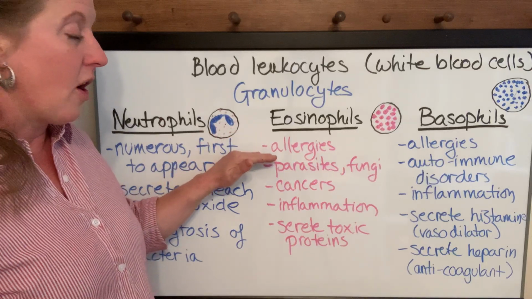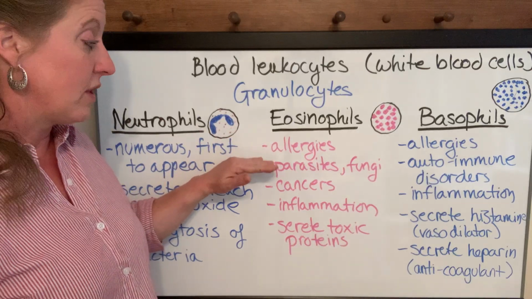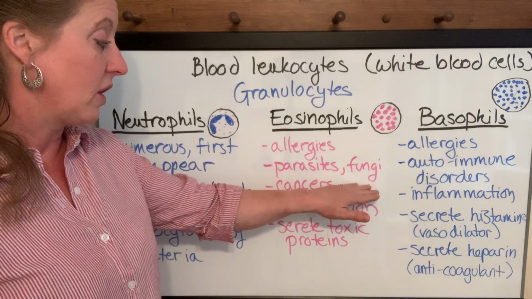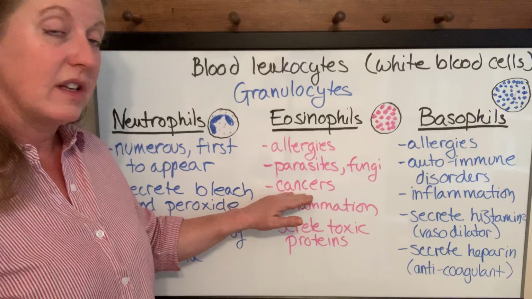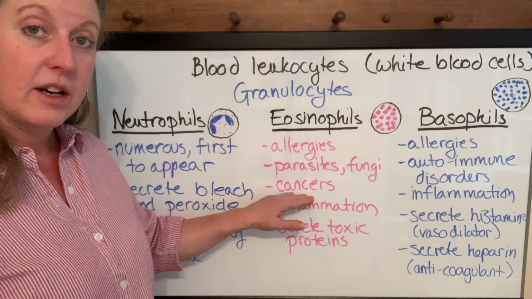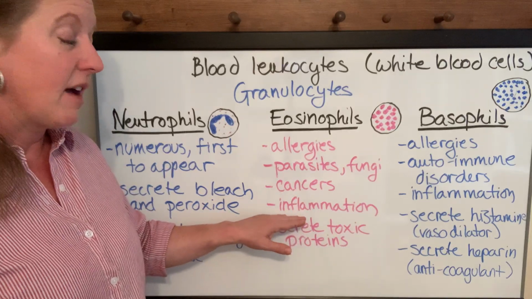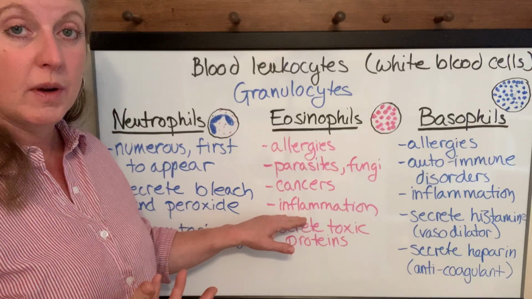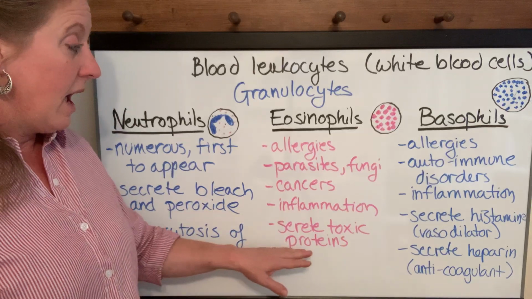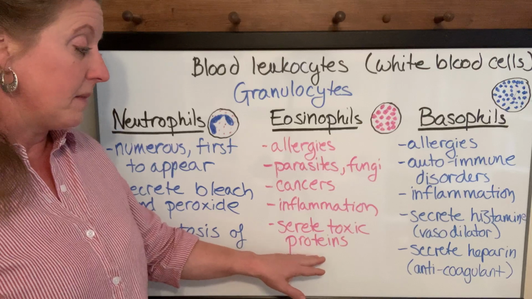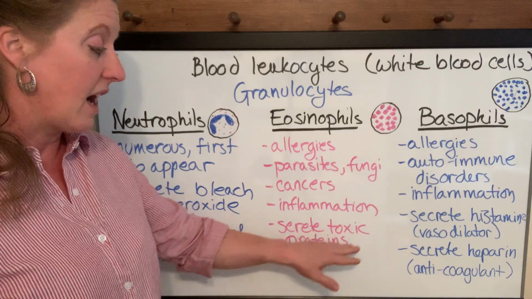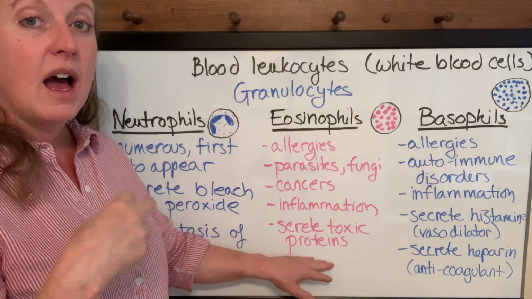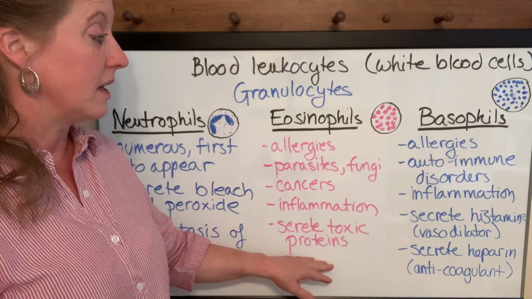Eosinophils are active or more numerous in allergies. They're involved in fighting parasites and fungal infections. You see them elevated when fighting off cancers. And they have a general role in inflammation, which is the way to call for help from the immune system. Eosinophils secrete a mixture of several different toxic proteins, proteins that when released are damaging to the pathogen.